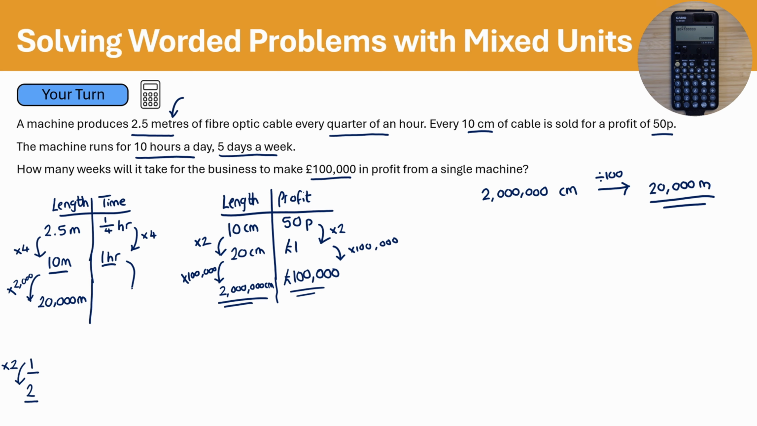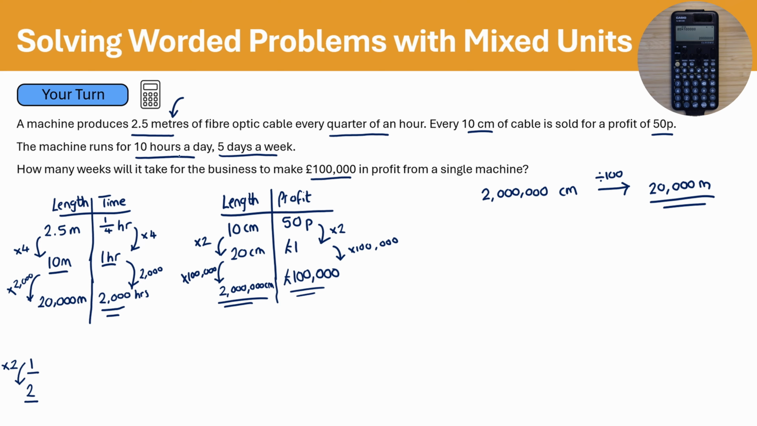That means we'd have to multiply our 1 hour by 2,000. That gives us an answer of 2,000 hours to make our 20,000 meters, which gives us our £100,000 profit. So this is the time it would take to make enough cable to get the profit. And we need to know how many weeks of the machine running would it take to get to 2,000 hours.